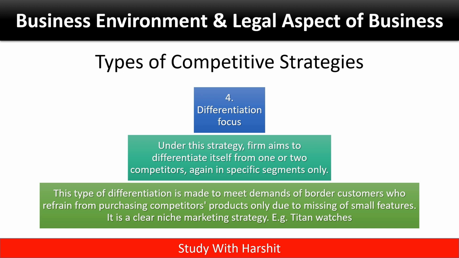Fourth one, differentiation focus. Under this strategy, the firm aims to differentiate itself from one or two competitors, again in a specific segment only. This type of differentiation is made to meet the demand of customers who refrain from purchasing competitors' products only due to missing small features. It is a clear niche marketing strategy. For example, Titan watches.